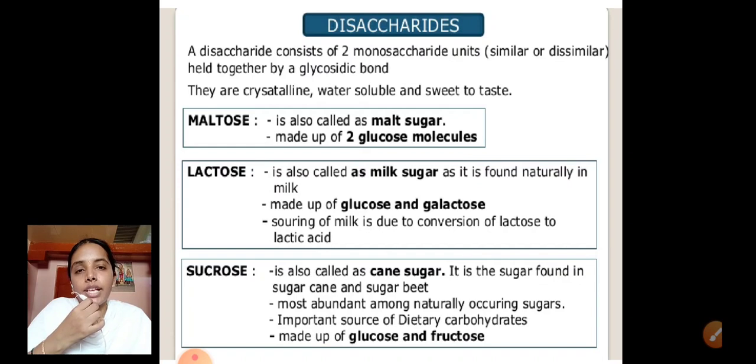Maltose is also called malt sugar, made up of 2 glucose molecules. Lactose is also called milk sugar as it is found naturally in milk. It is made up of glucose and galactose. Another one is sucrose, which is called cane sugar, found in sugarcane and sugar beet. It is the most abundant among naturally occurring sugars. It is the most important dietary source also. It is made up of glucose and fructose.